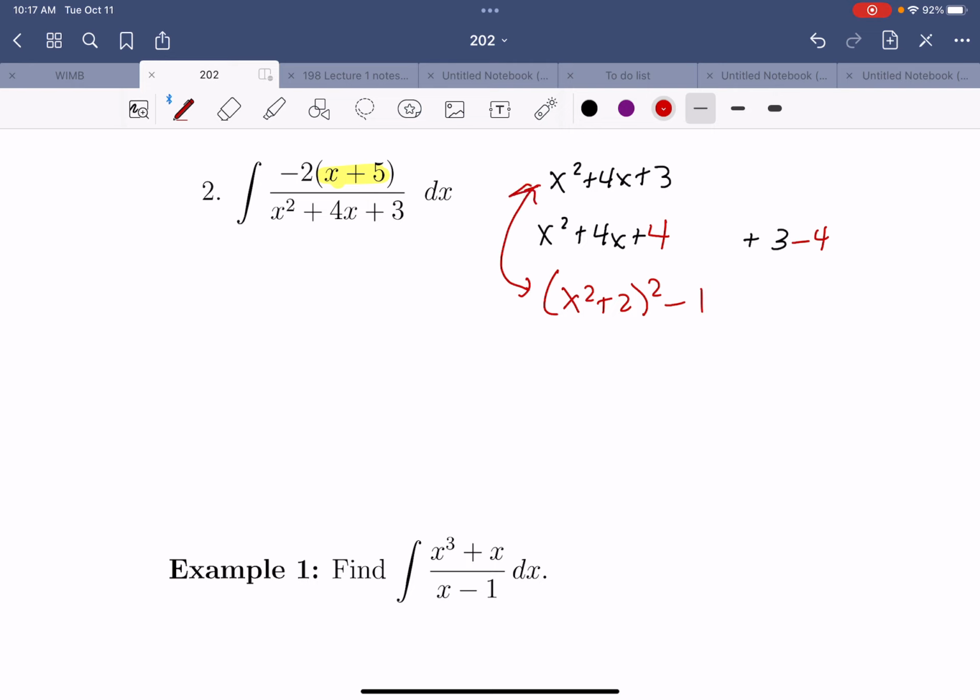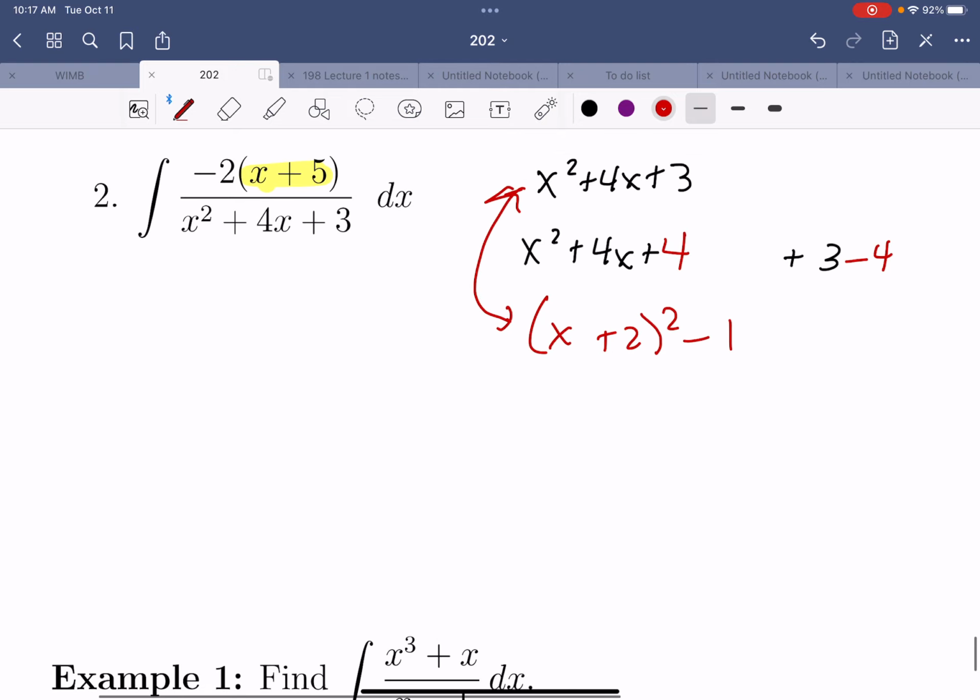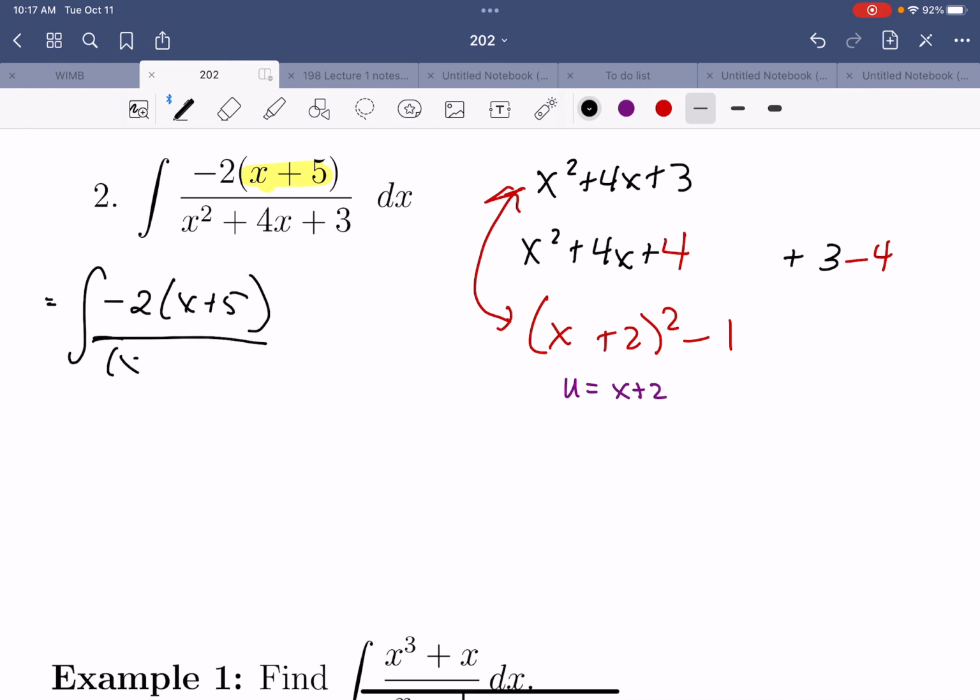I completed the square in order to make this something squared. Sorry, there shouldn't be a square under here. It should just be x plus 2 squared. So now, if I make that u substitution and let u equal x plus 2, then, first of all, this was the integral of negative 2, x plus 5 all over x plus 2 squared minus 1 dx.